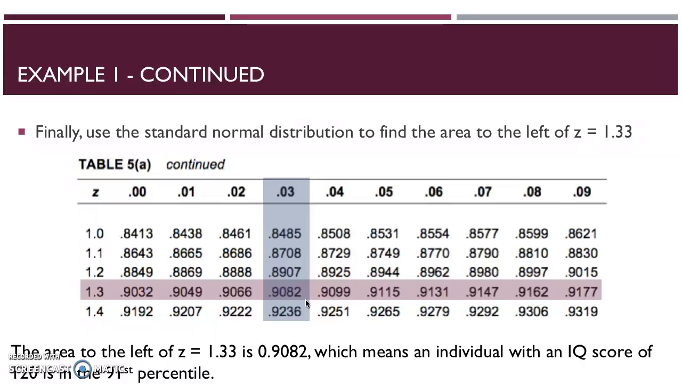We want to interpret that as a percentile. That's about 91% if you move the decimal. So an individual with an IQ score of 120 is in the 91st percentile.